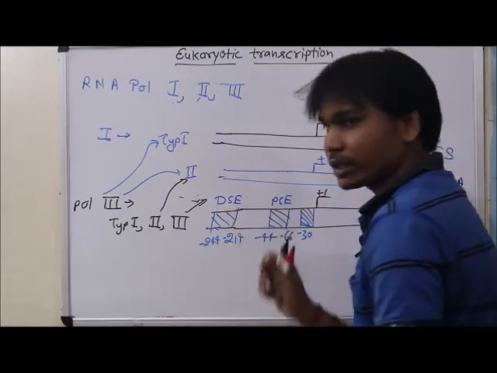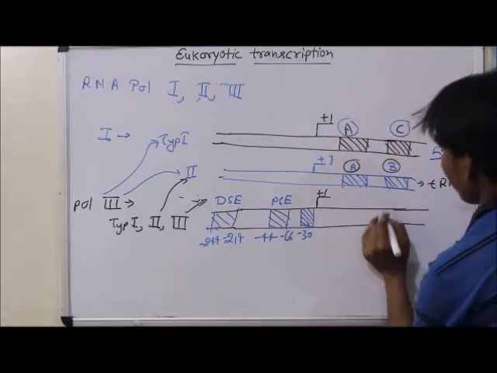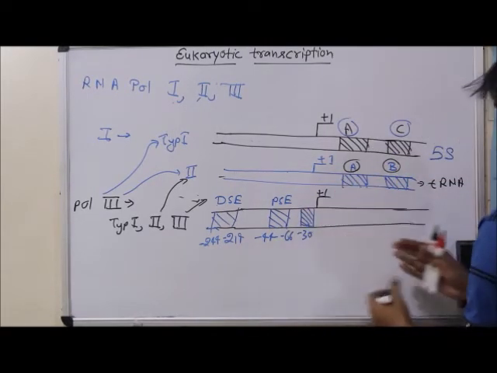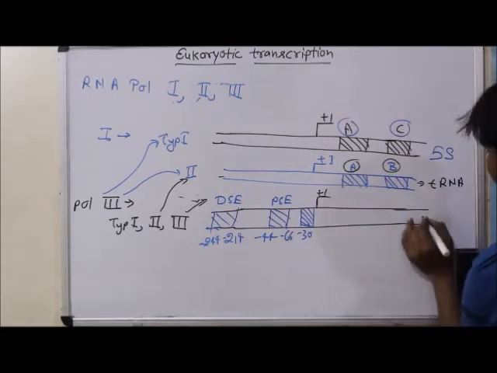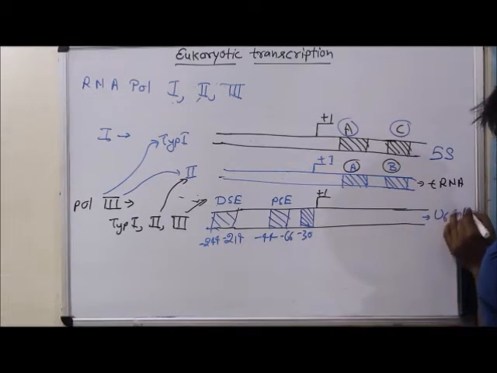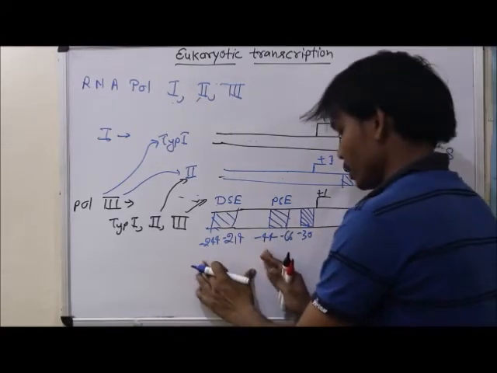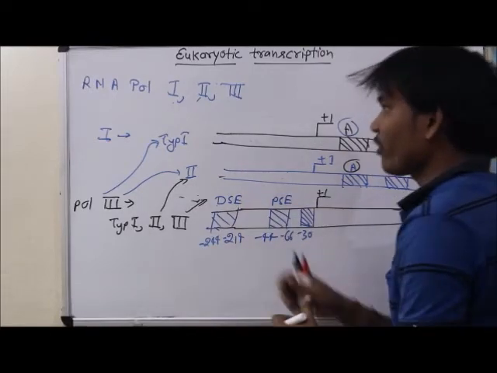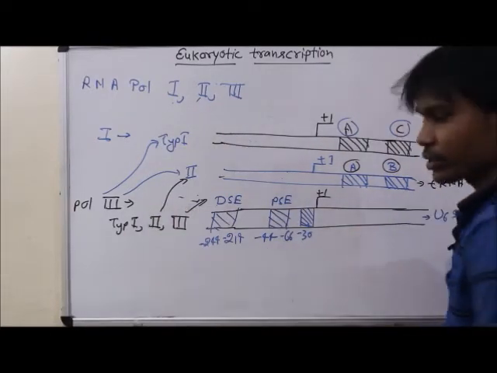Distal sequence element. Okay, and this is the +1. It transcribes the U6 snRNA. U6 snRNA is the type third promoter. So this was the sequence and promoter of RNA polymerase III.